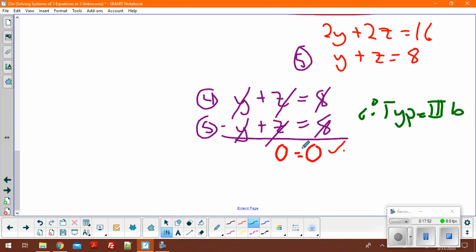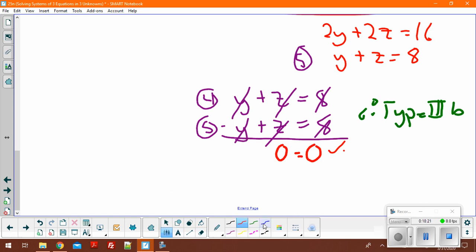An aside here: if I got to that step and I had something like 0 equals 10, that would tell me I was in type 3A, and I would know there is no solution that works with all 3. The pairs meet in different lines. Now that I know it's 3B, and I know they meet in a line, we're going to go back to equation 5 for a second.